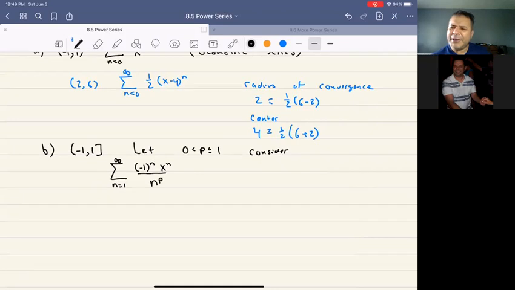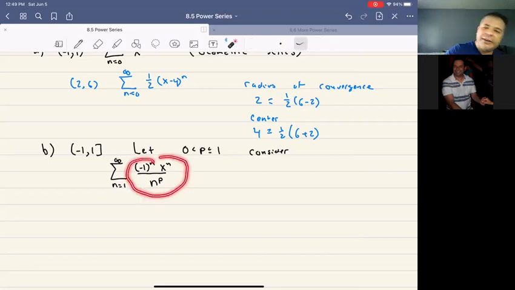This is basically like one of those first examples we did. Let's see what happens at 1. At 1, we're going to get an alternating p-series, and the terms decrease, right? So at 1, this is going to converge. At -1, you're just going to get a regular positive p-series.